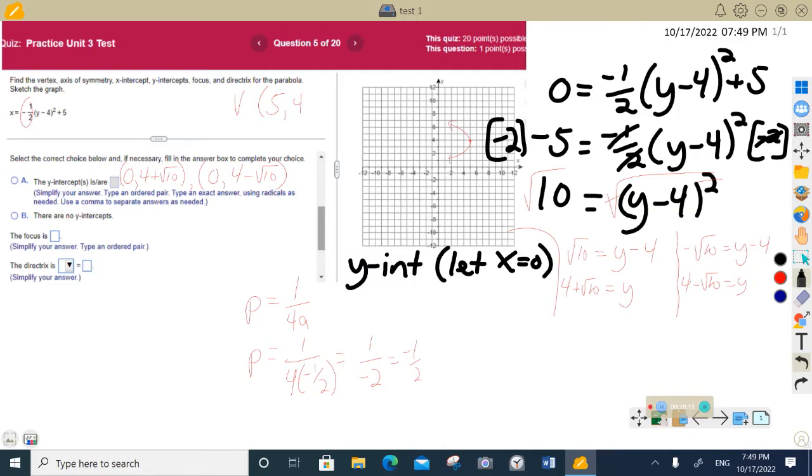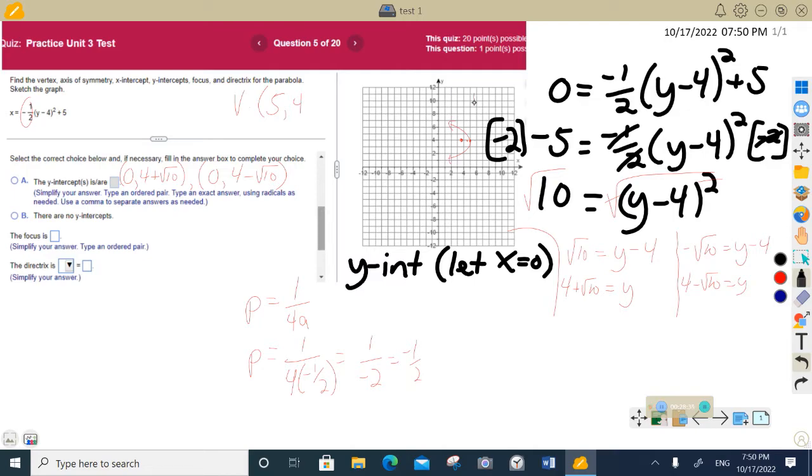Remember that. Okay, so let's talk about the focus. So the focus should be right here-ish. Actually, take that back. The focus is going to be 1/2 inside, so right there, and the directrix 1/2 outside.